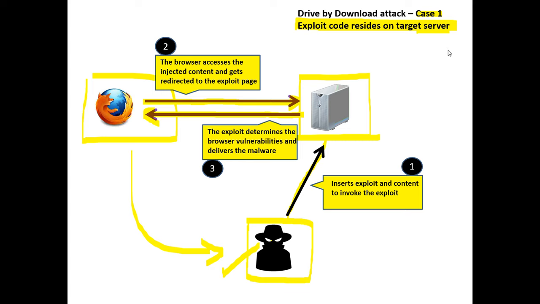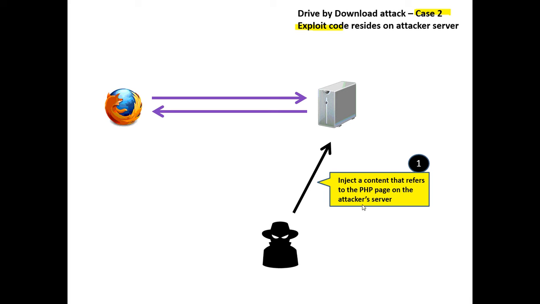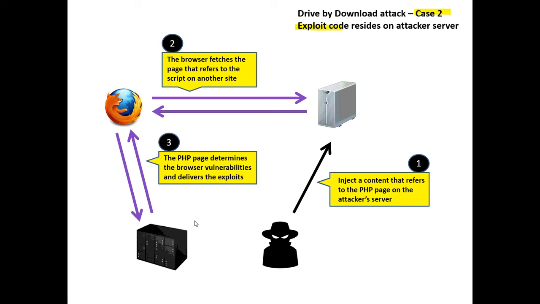You need to note that case 1 is when the exploit and the content to invoke the exploit both reside in the target server. Whereas in case 2, the exploit and the code to invoke the exploit will not both be present in the target server. Instead, the exploit will be present in the attacker server only. If you can see this, the attacker also maintains one server.